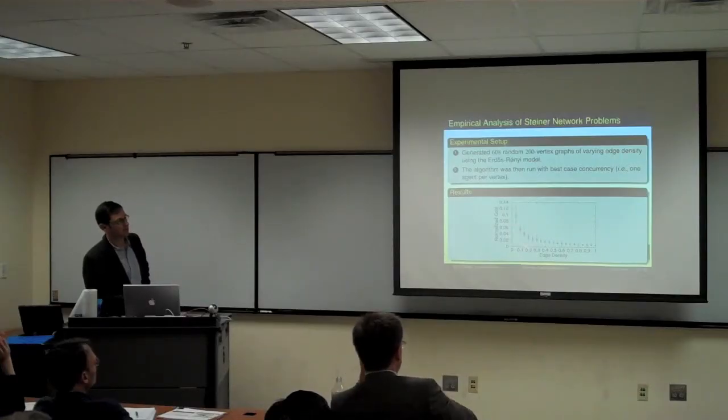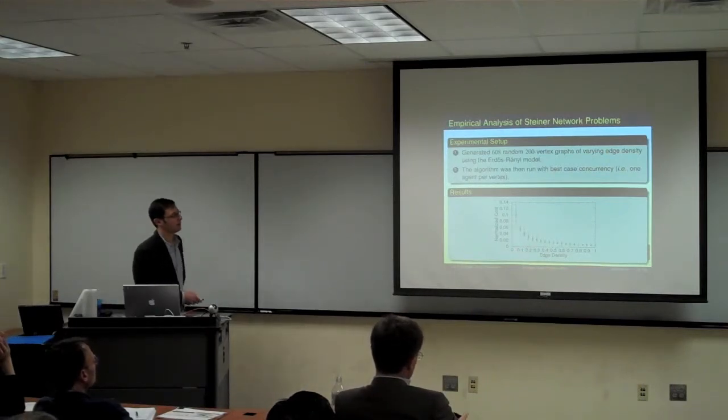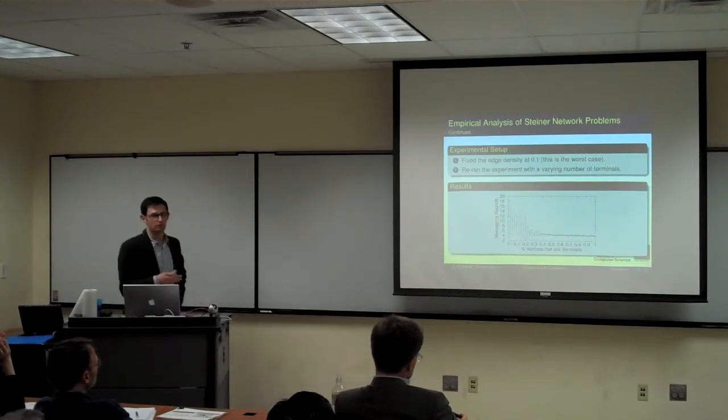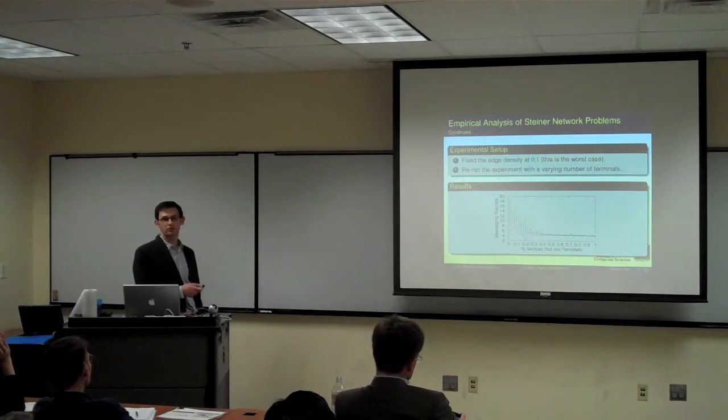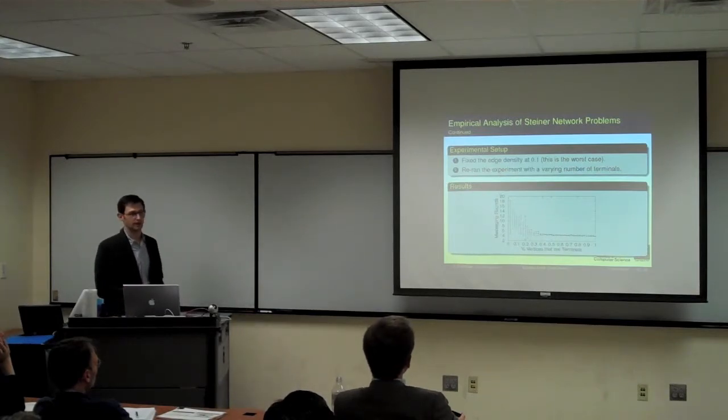So I fixed edge density at 0.1 and reran the experiments just as sort of a worst case scenario and recorded the number of messages. Because of course we do have a bounded number of messaging rounds, but we'd like to see on average how many rounds it's required. Now recall that there are 200 agents communicating with each other, and this quickly converges to only around 5 messaging rounds for this algorithm to terminate.